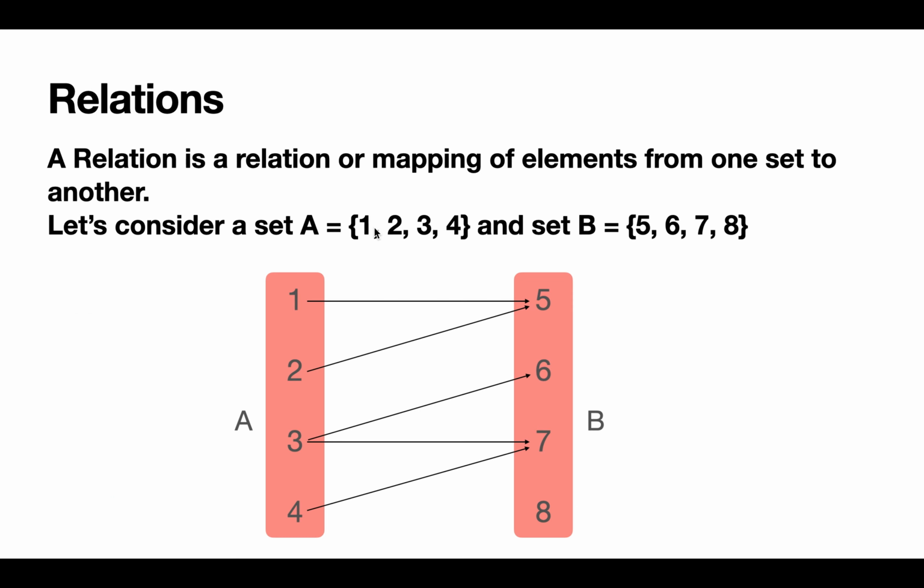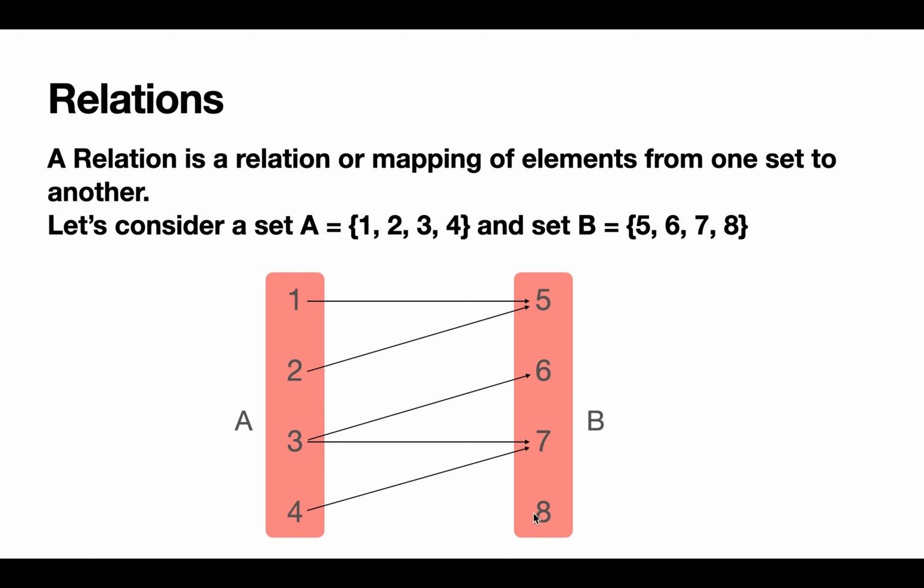Next, we'll go to relations. A relation is a mapping of elements from one set to another. Let's consider a set A equal to 1, 2, 3, and 4. Set A contains four elements: 1, 2, 3, and 4. And a set B which contains four elements: 5, 6, 7, 8.